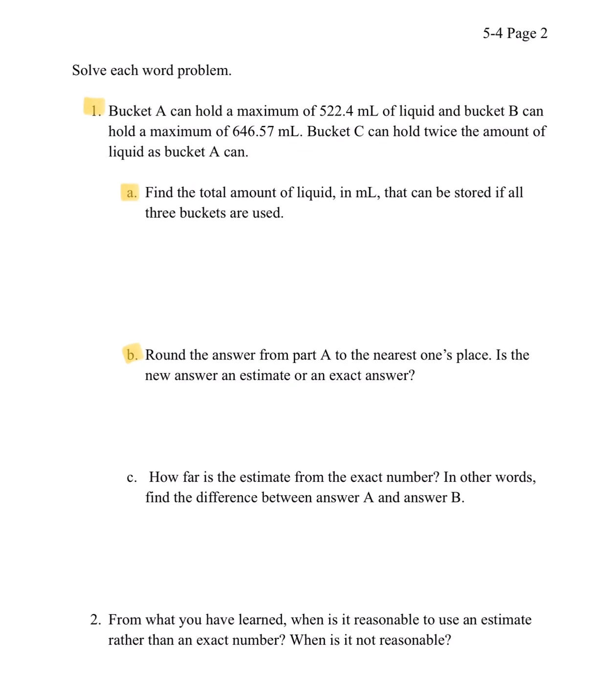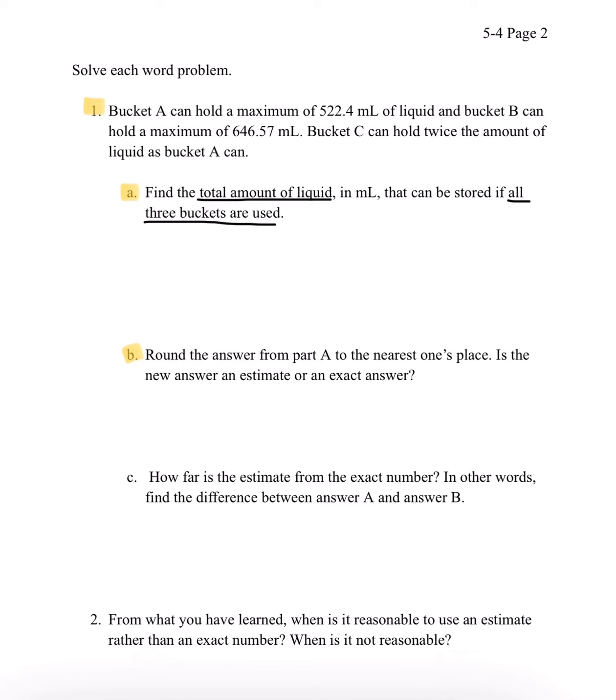So now we have solve each word problem. I'm going to be going over number 1, A and B. It says bucket A can hold a maximum of 522.4 milliliters of liquid, and bucket B can hold a maximum of 646.57 milliliters. Bucket C can hold twice the amount of liquid as bucket A can. A asks us, find the total amount of liquid in milliliters that can be stored if all 3 buckets are used. So that means bucket A, B, and C are all going to be used here. So we're going to be adding all of the 3 buckets.